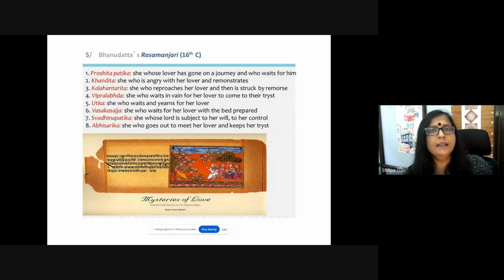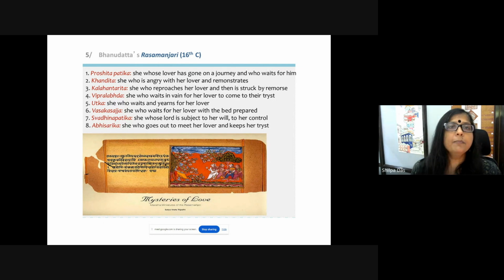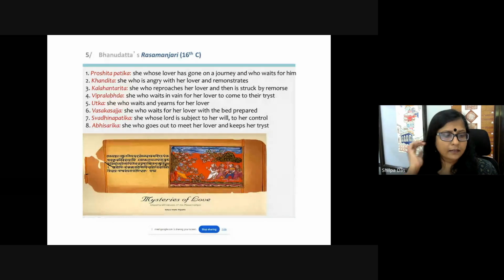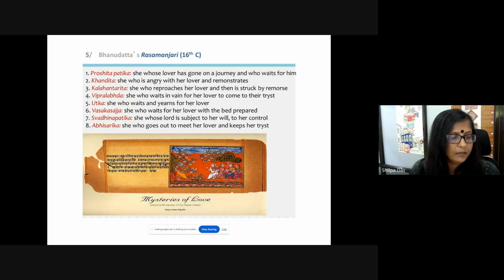For example, in the 16th century, and this is where this presentation begins, we have someone called Bhanudat who has written Rasamanjari, where he speaks about these 8 kinds of heroines, and he delineates the attributes of these heroines, as you can see on the slide. For instance, the Khandita is angry with her beloved, and so she scolds him. But we are going to talk about number 6 and 8 right now, and we will look into these and then go into Ragamala paintings.